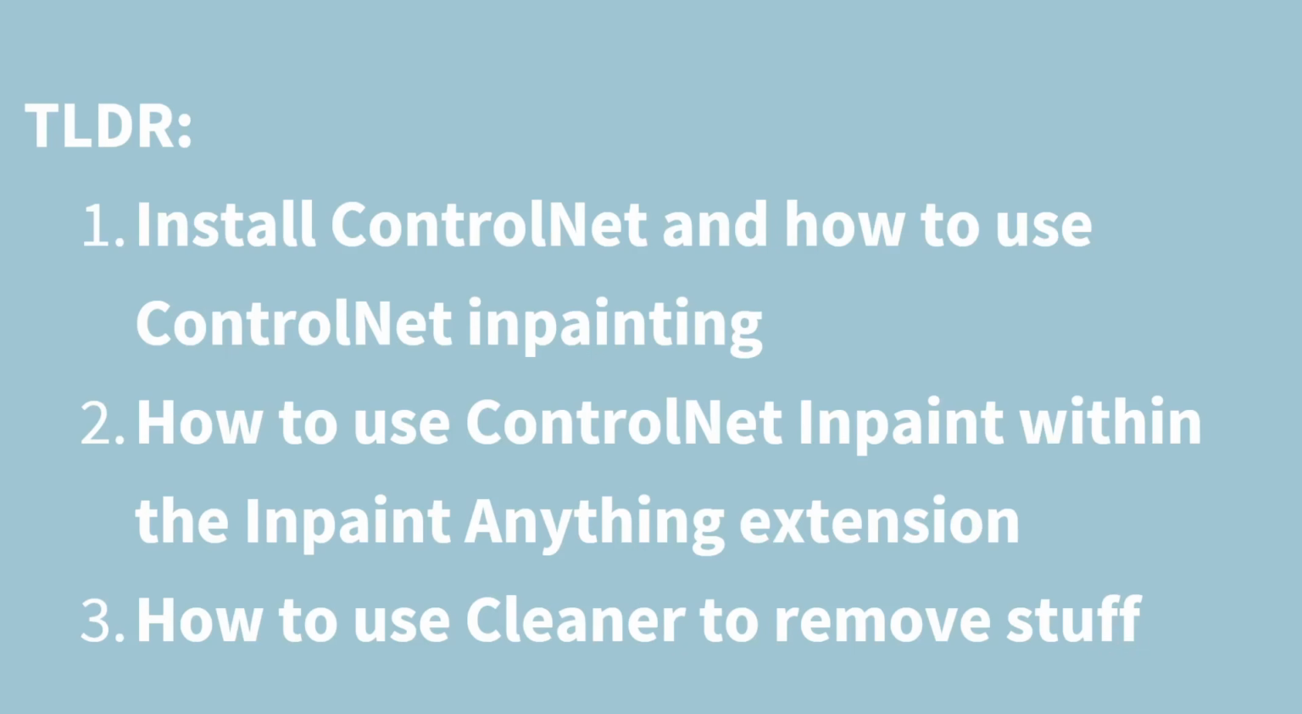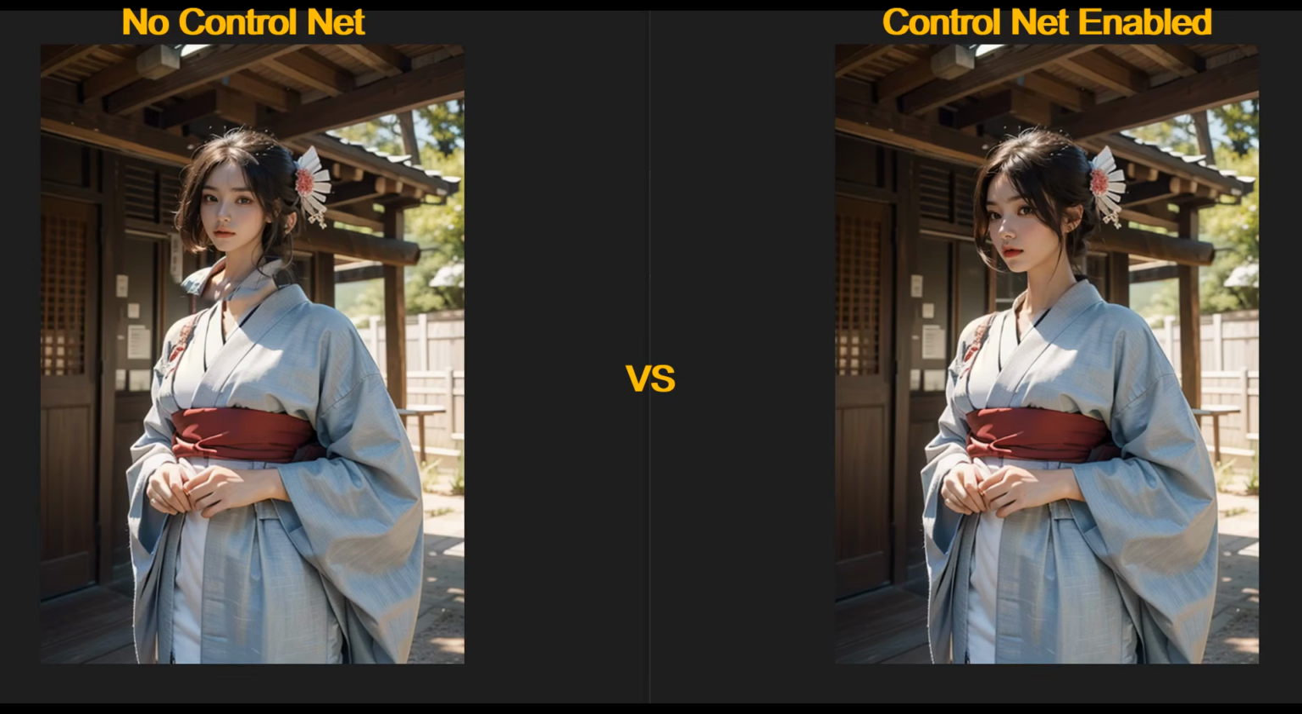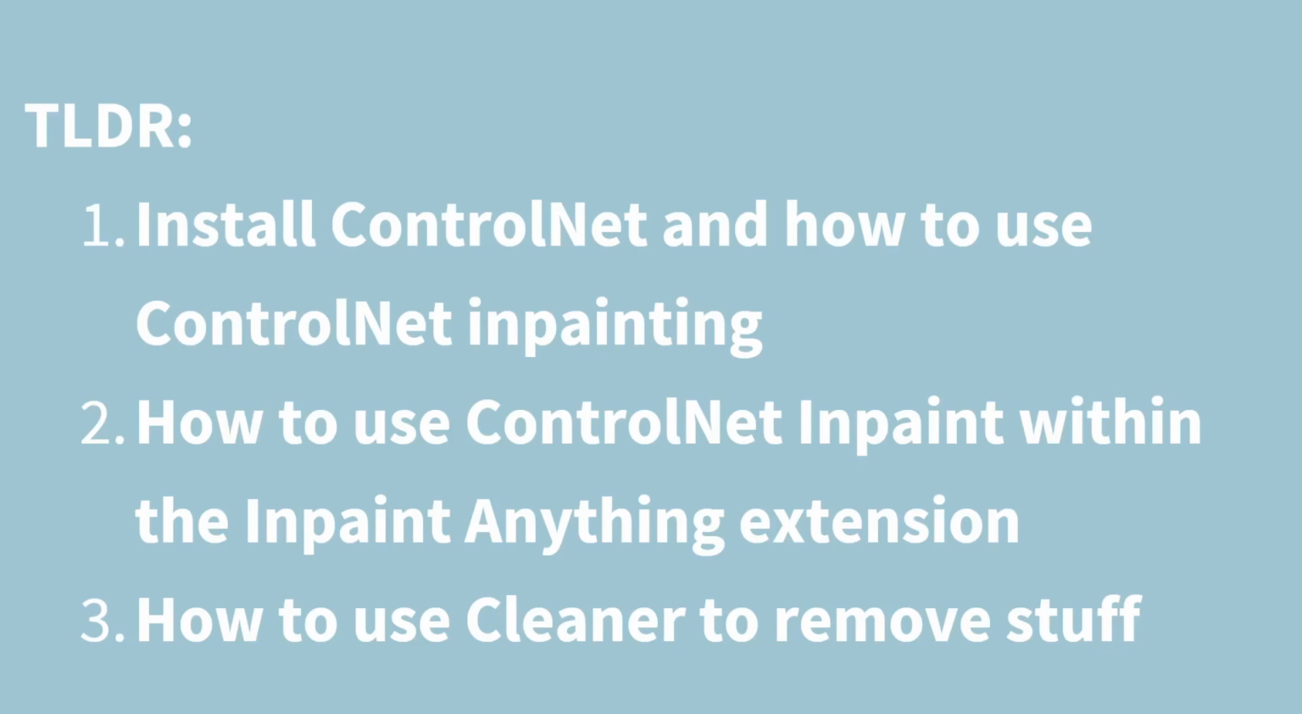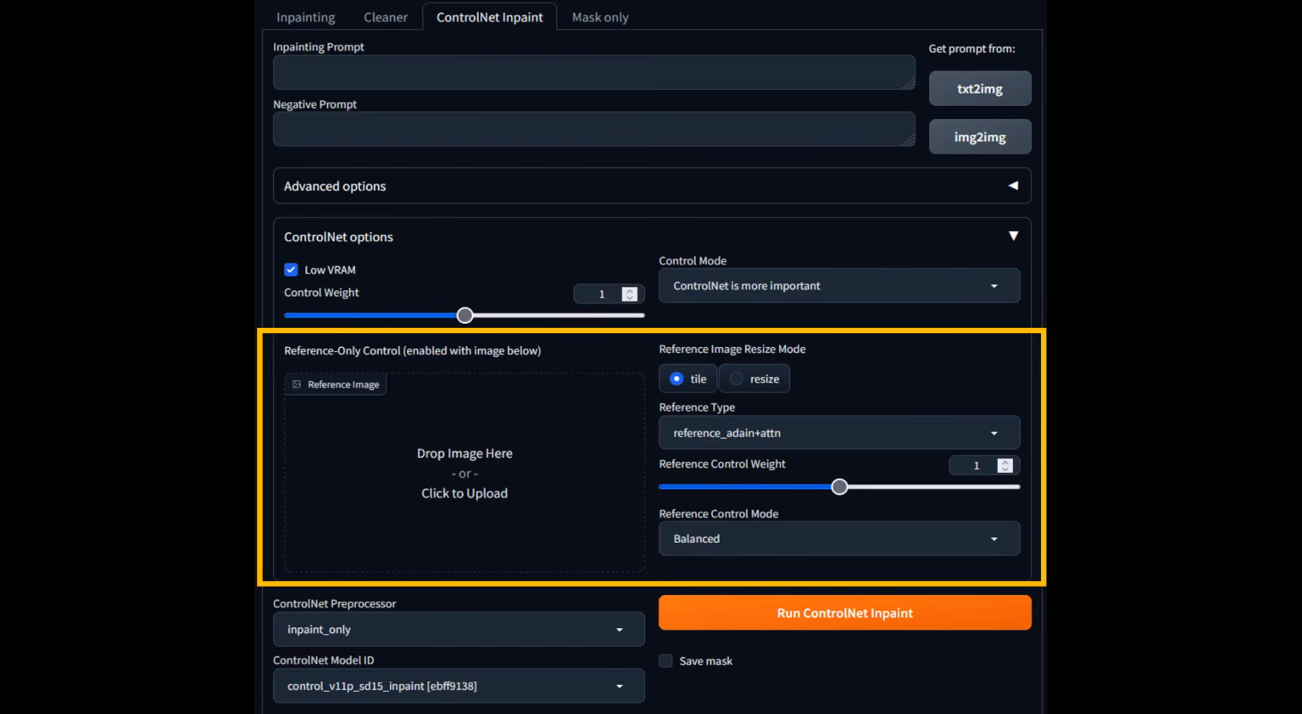First, I will show you how to install and use the Control Net Inpainting model by itself. I wanted to show this one first to illustrate just how much of a difference Control Net makes. It's really night and day. Second, I will walk through how to use Control Net Inpainting in the Inpaint Anything extension. Then we will see the Cleaner function in action. I will use it to remove some stuff that I don't want from the original image. There is also the reference-only control feature that was quite interesting. I have done some testing and we'll go through it as well.